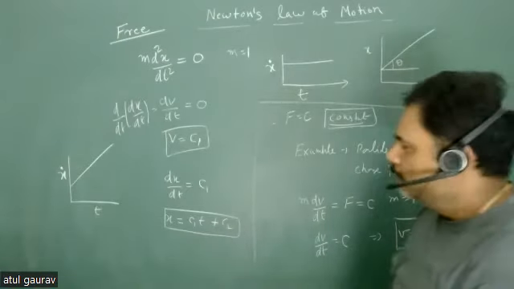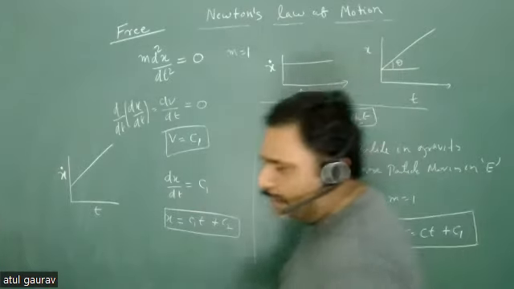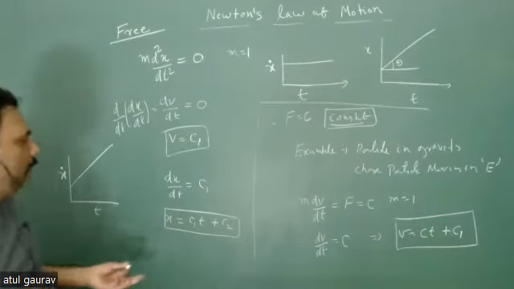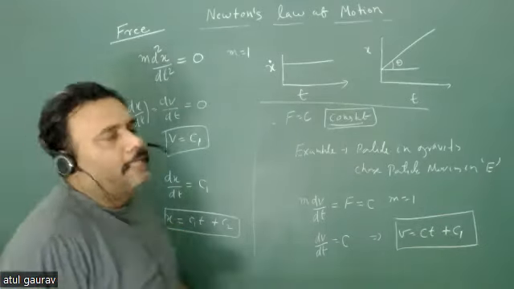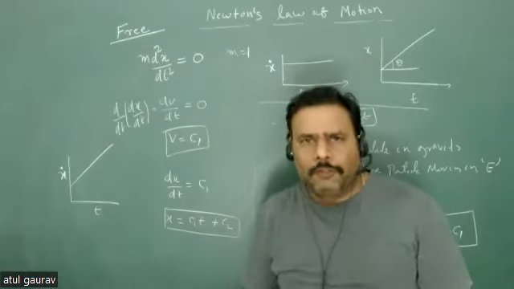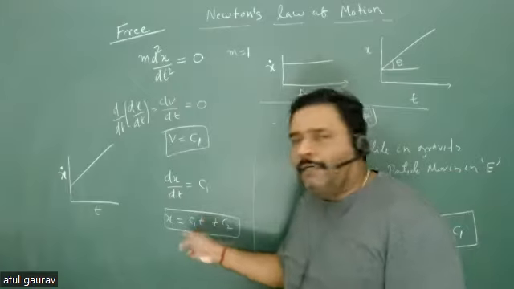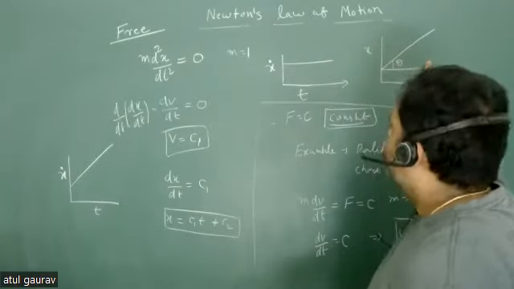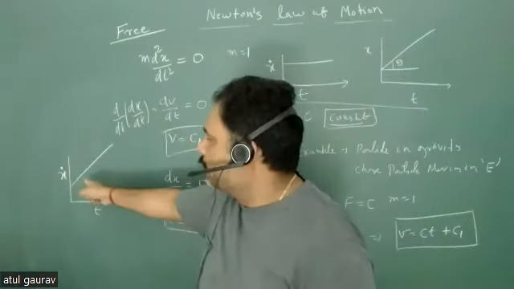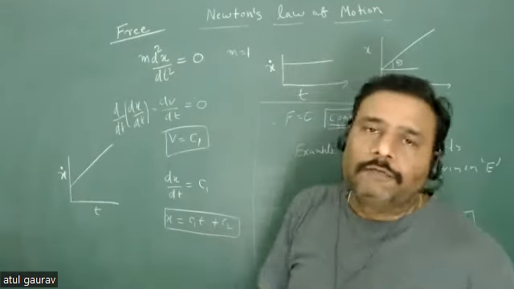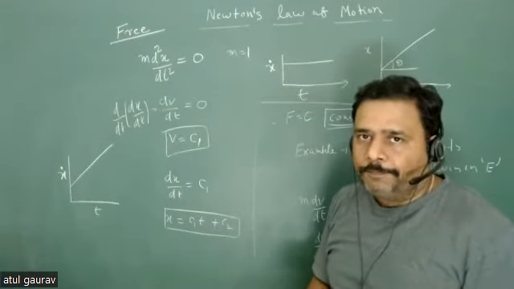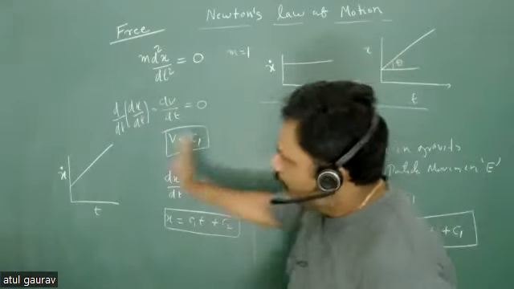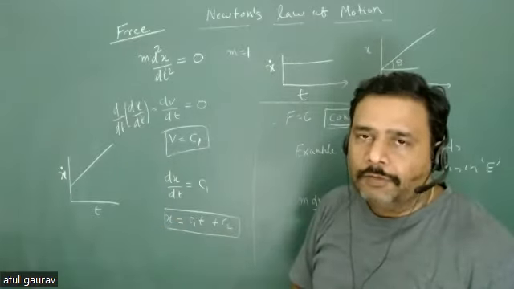Okay? Now, what will be your position? Whenever you get a solution anywhere where position is directly proportional to time, then obviously that is a free particle. And when your velocity is directly proportional to time, that means there is a constant force acting on the particle, isn't it? So look at the resemblance. Try to see how these things are attached to each other.